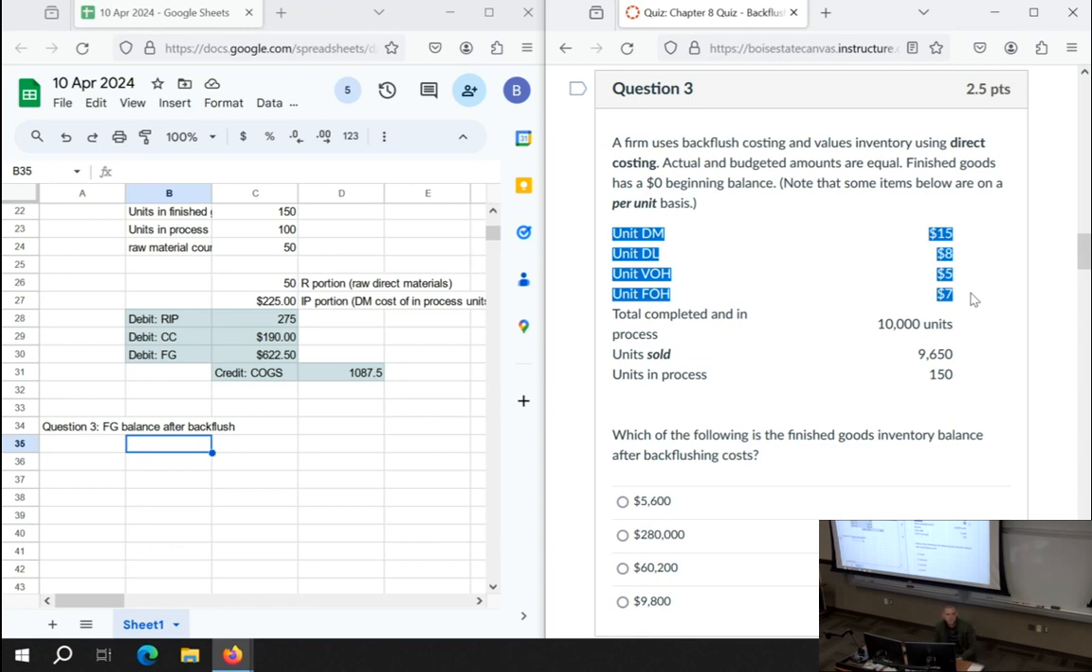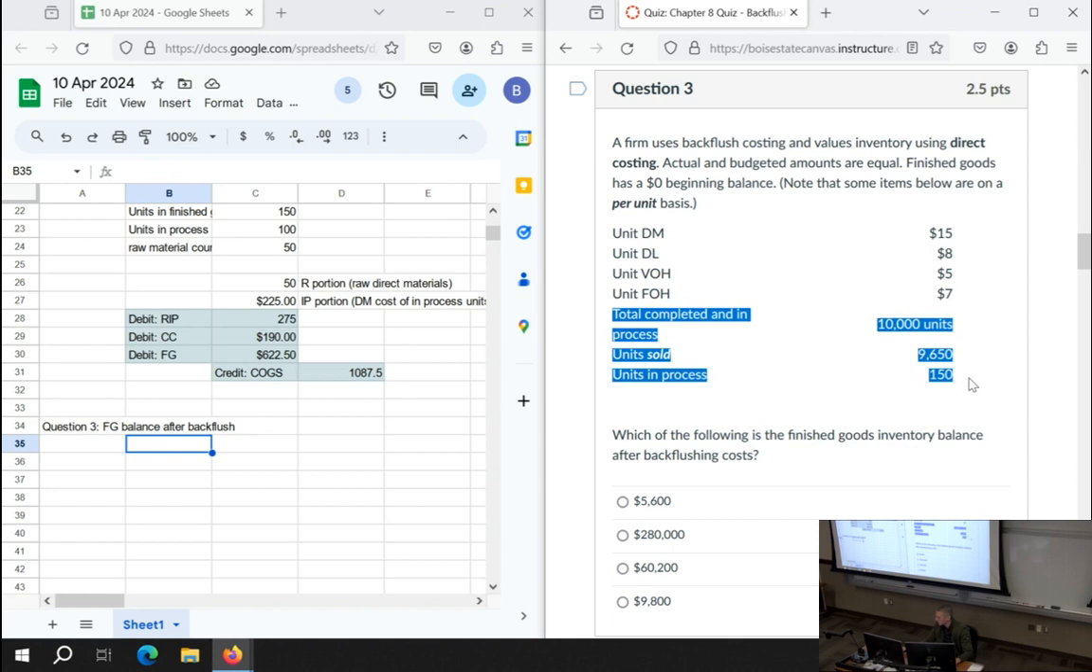All 4? I heard no. Correct. Not all 4. Yes, that's it. Those top 3: direct materials, direct labor, and variable overhead. Excellent. So what we can do is simply take those 3 rates and multiply them by the units that are finished. We have to figure that out though. Oh, okay, there's a little bit of math required.